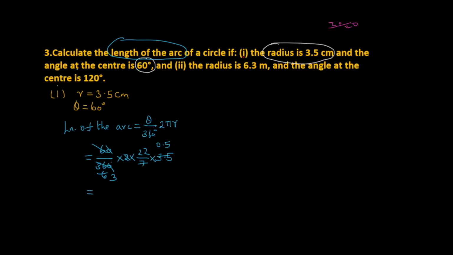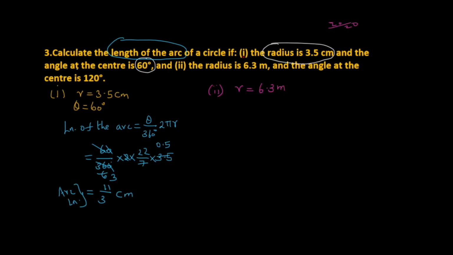Multiplying 22 into 0.5, 22 into 5, 110, so 22 into 0.5, we will be getting 11. 11 by 3 centimeters. Radius is in centimeters, so the length of the arc is 11 by 3 centimeter. For the second question, it is given in the second subdivision, radius 6.3 meters.